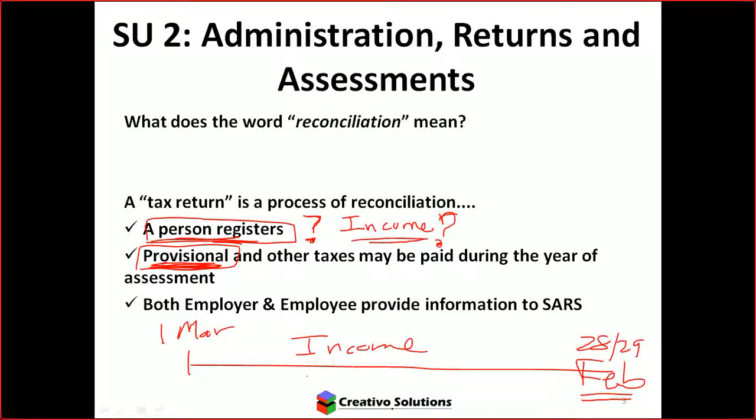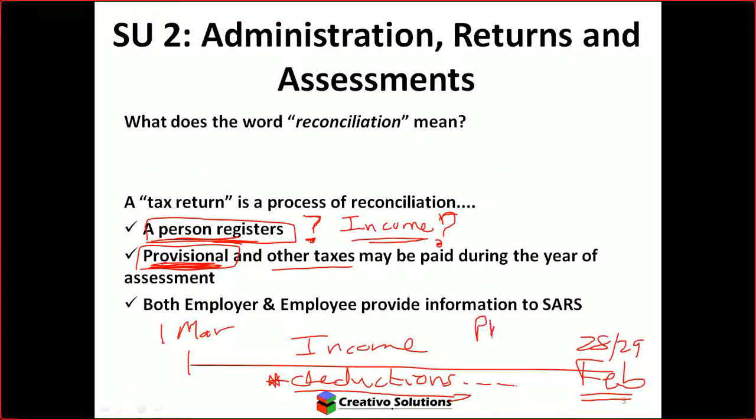But we don't call them expenses, we call them deductions or allowances. It's just a fancy word that refers to something that you've had to pay, but depending on the rules, you may or may not be able to claim it as a deduction. So some things you can, some things you can't. But that's something to consider in terms of provisional and other taxes. They need to be paid during each year of assessment.